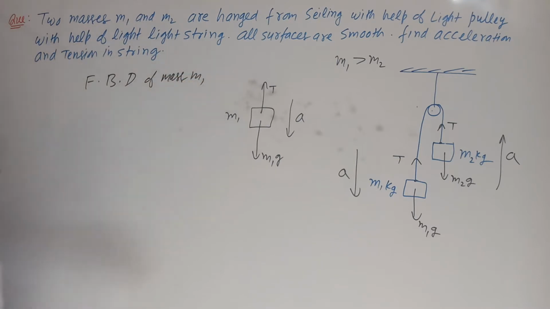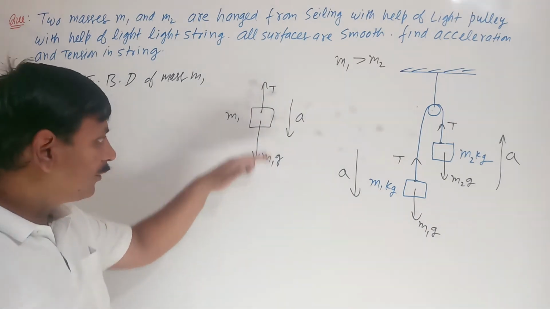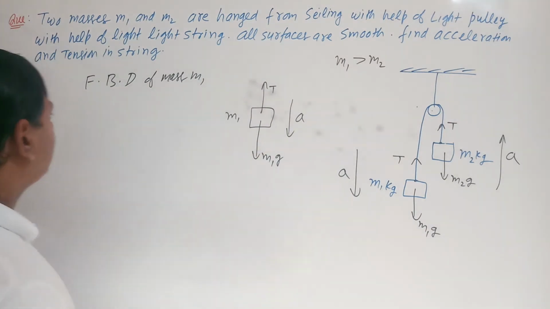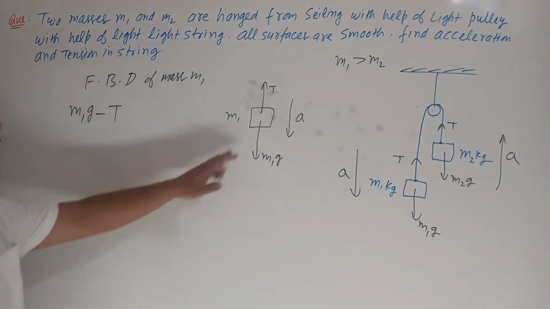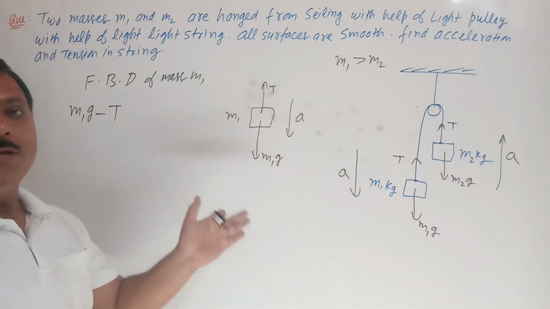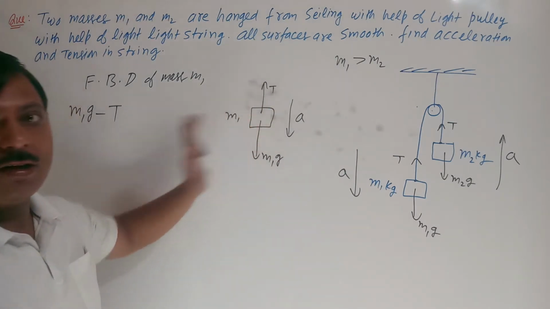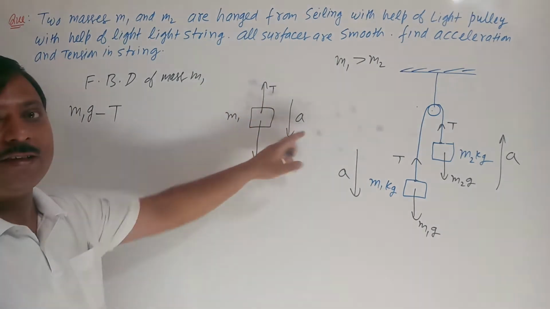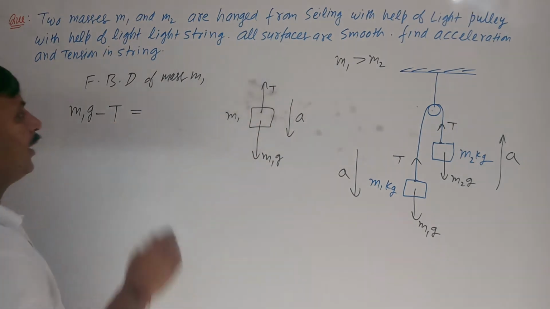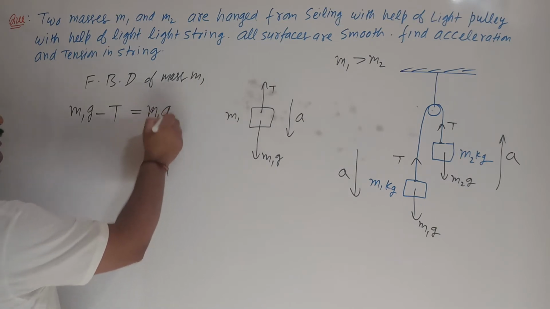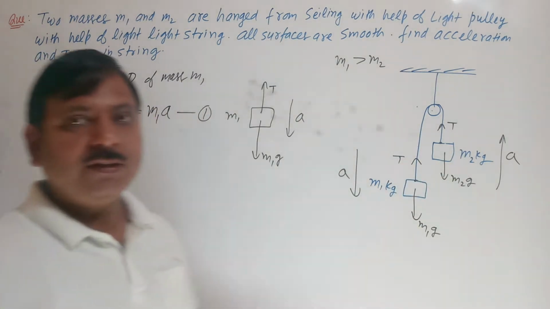Because acceleration is downward, the net force is acting downward. So what will be the net unbalanced force? Two forces are acting on opposite sides, so there will be a difference: M1g minus T is the net force acting on mass M1. The acceleration is a, so by Newton's second law, net unbalanced force is equal to mass into acceleration. Mass is M1 and acceleration is a. This is the first equation.